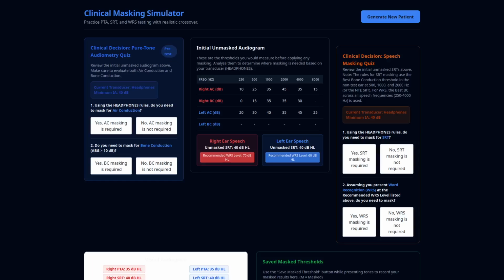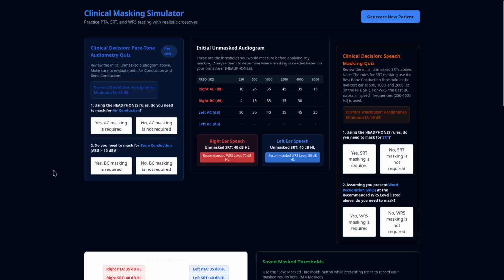Okay, here's the revised masking simulator. You can see some changes in the layout. I've got the masking quizzes adjacent to the tabular audiogram, to the left for pure tones, to the right for speech. This might look a little different on your tablet. I can't speak to that. I've designed it mainly on a monitor for a laptop or desktop computer.